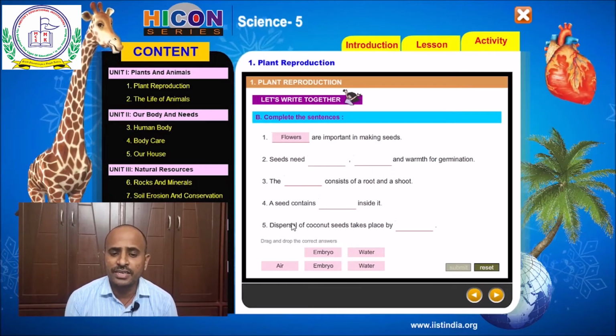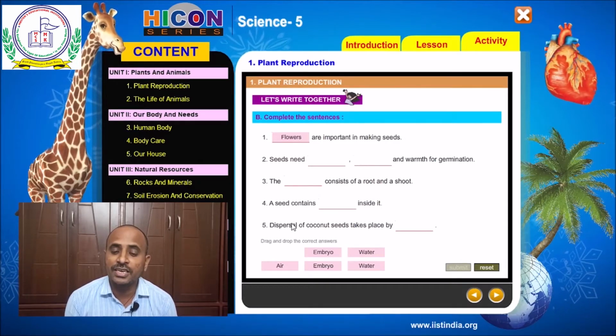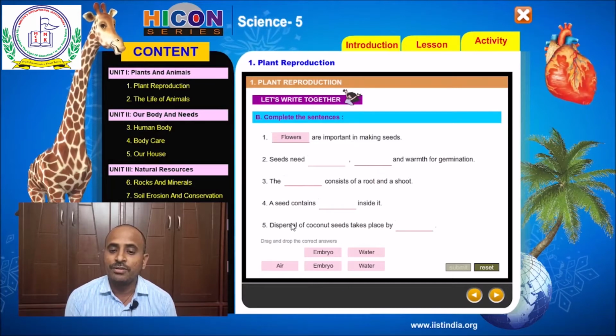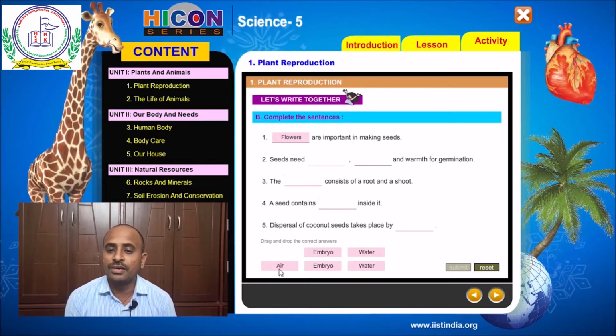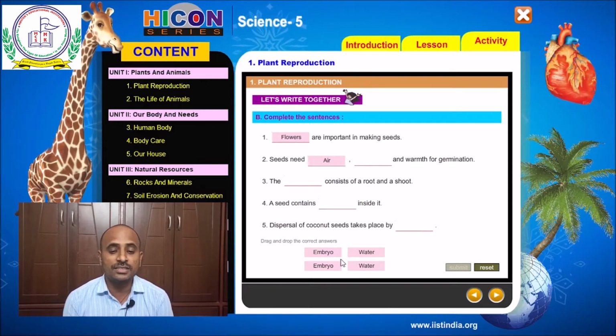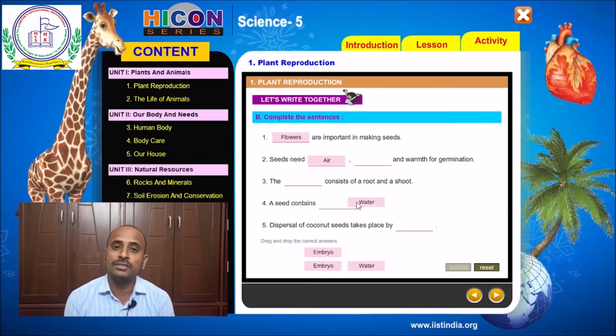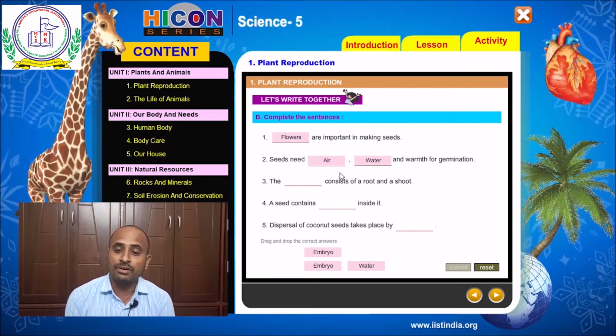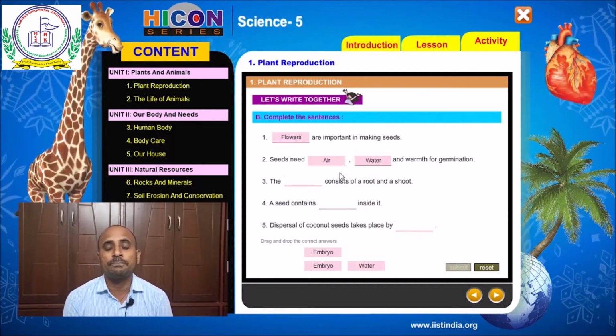So the seeds need, the first condition is air, and the second condition is water, and the third condition is warmth. So the answers for the second sentence are air, water. So seeds need air, water and warmth for germination.